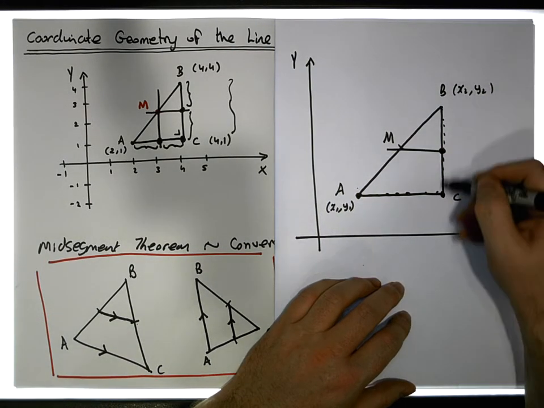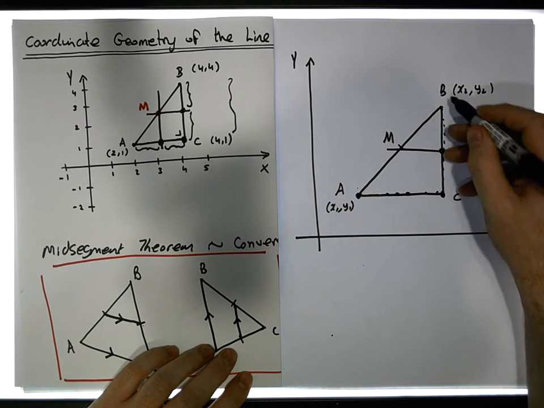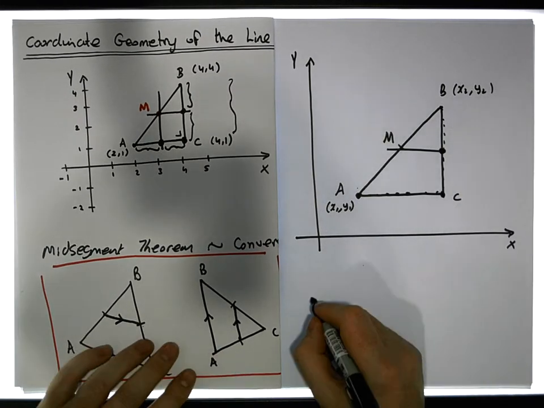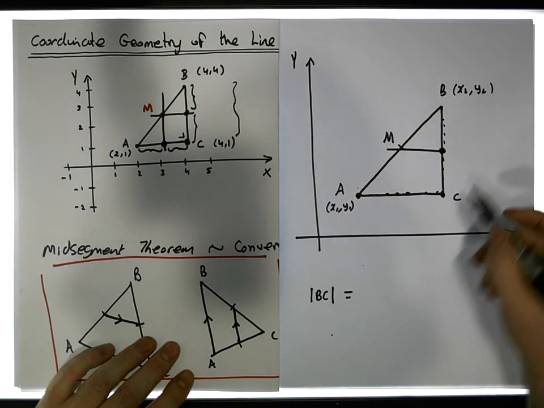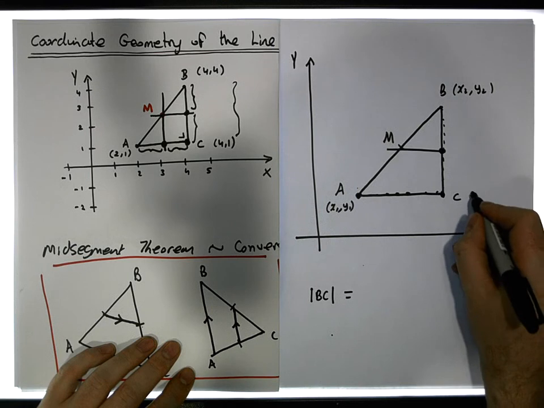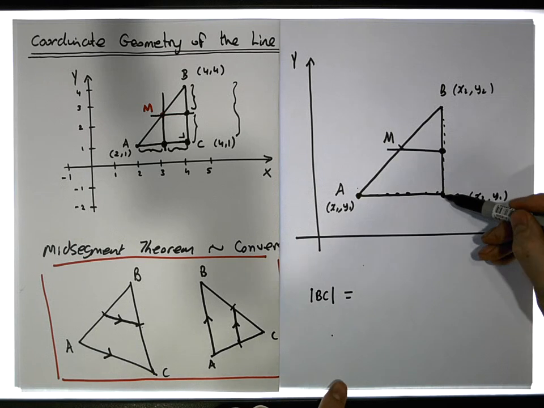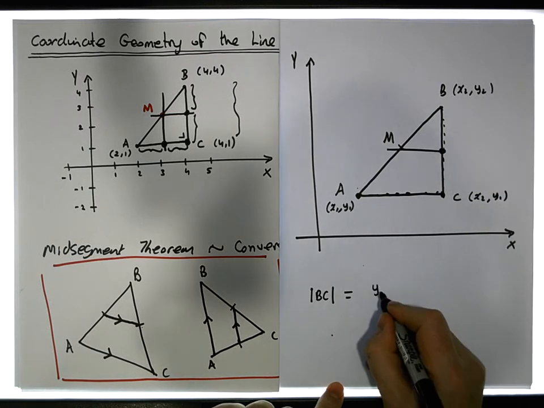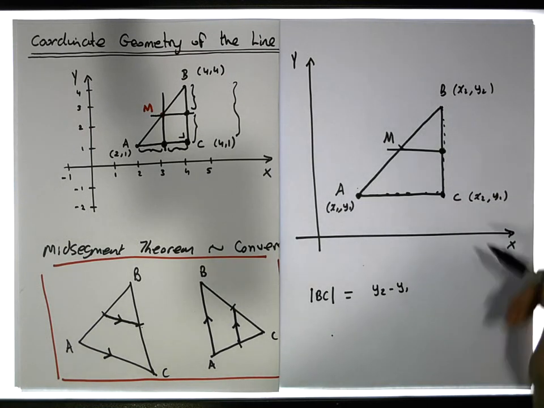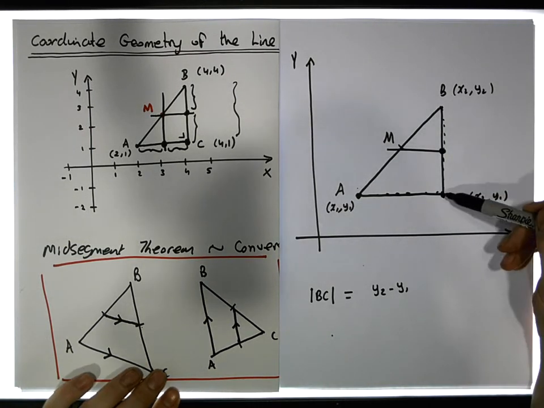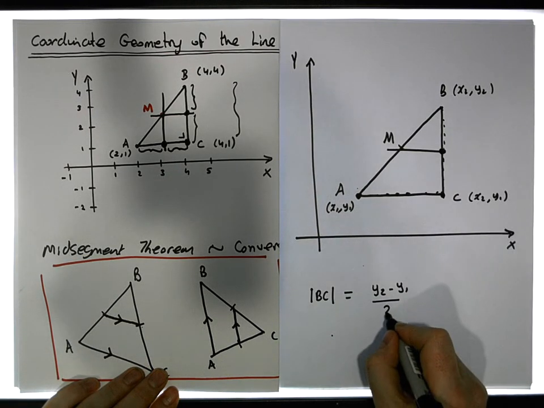So if this is the midpoint of BC, well then the length BC is simply equal to, don't forget the coordinates here, this is x2, y1. So the length from here to here is y2 minus y1. Now we know that this midpoint is halfway along here, so the height of the midpoint above C must be half that.